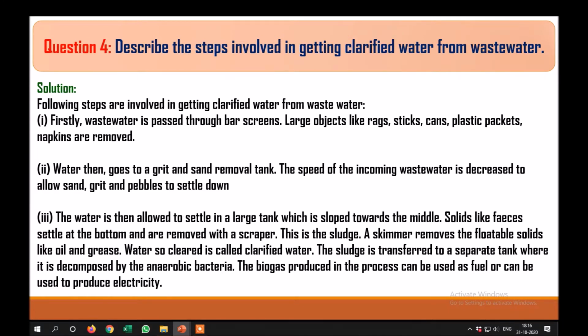The water is then allowed to settle in a large tank which is sloped towards the middle. Solids like feces settle at the bottom and are removed with a scraper. This is the sewage. A skimmer removes the floatable solids like oil and grease. Water so cleared is called clarified water. The sewage is transferred to a separate tank where it is decomposed by the anaerobic bacteria. The biogas produced in the process can be used as a fuel or to produce electricity.